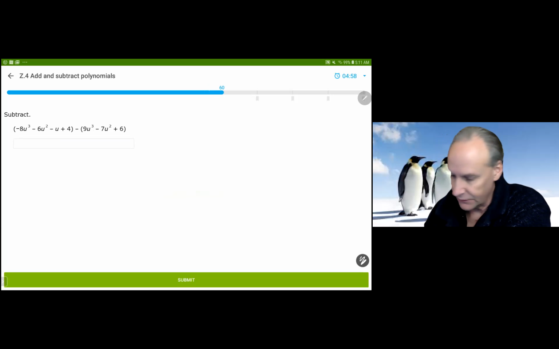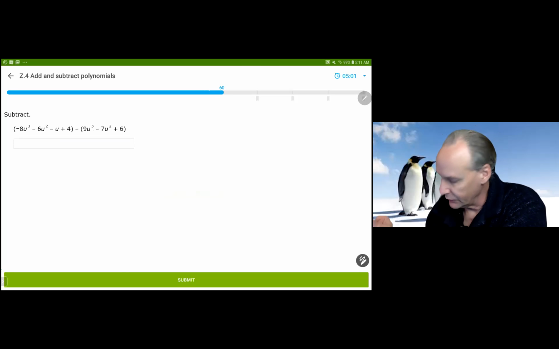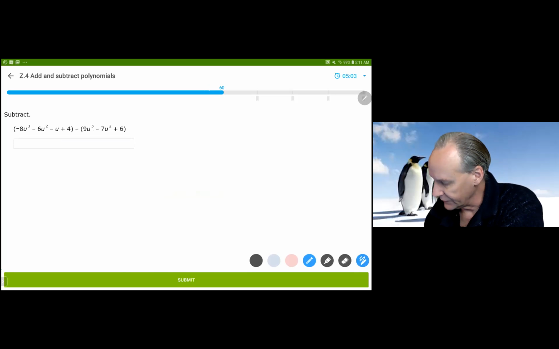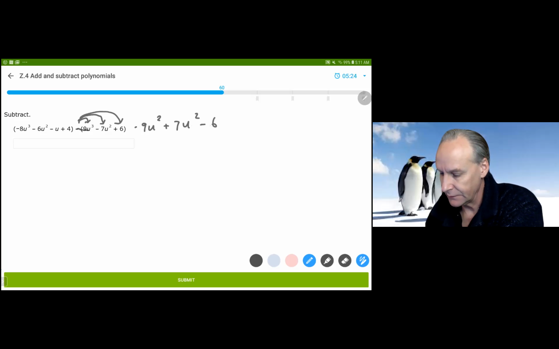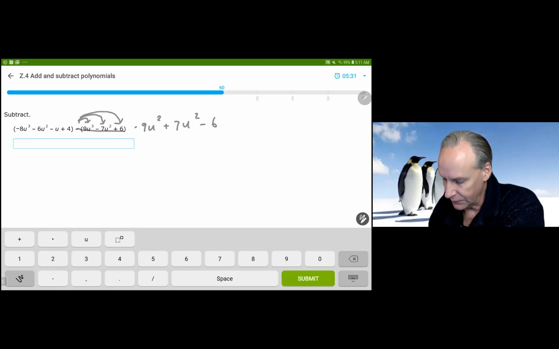This one is also a third degree. So remember, we're going to distribute that negative, which means that the signs are going to change. So I'm going to get a minus 9u cubed, I'm going to get a plus u squared, and I'm going to get a minus 6. I could write them down. In fact, I will. Normally I won't, but I'll do it this time. Notice that I do get a plus 7u squared, and I do get a minus 6. So I'm just going to add these terms together. So now we get negative 8u cubed.